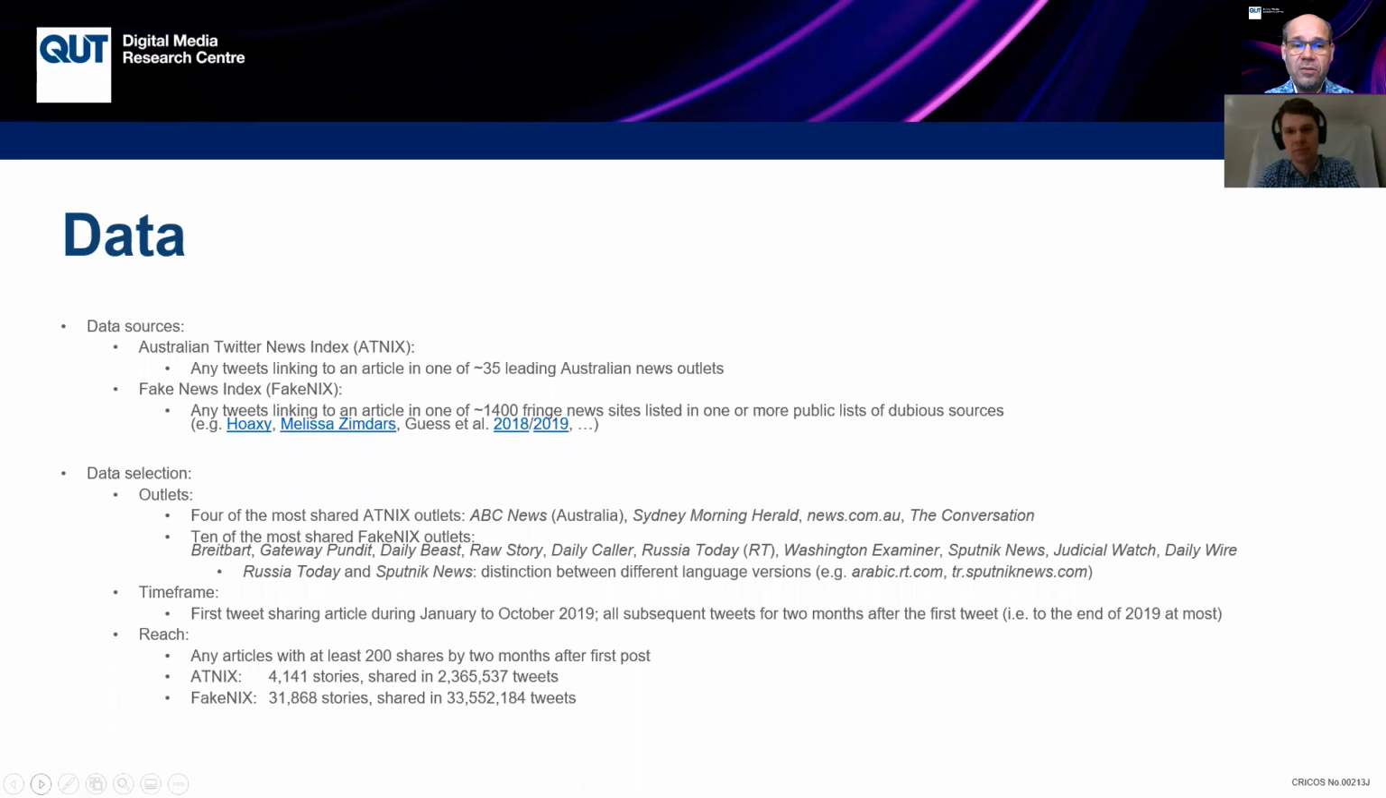We're using a number of data sources here at QUT. We've got two long-standing data sources that track the sharing of links to Australian outlets, about 35 of those, or to about 1,400 outlets on various lists of fringe news sites on Twitter on an ongoing basis. And we've selected the 4 most shared Australian news outlets and the 10 most shared outlets in fringe news, which break down to some extent into further individual language versions. And we're looking here at content from 2019. Without any further ado, let's get started.